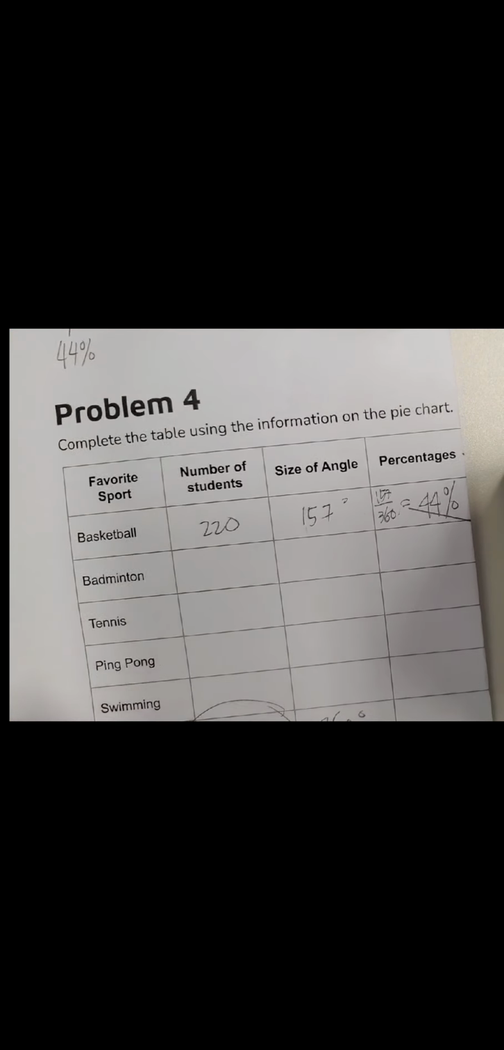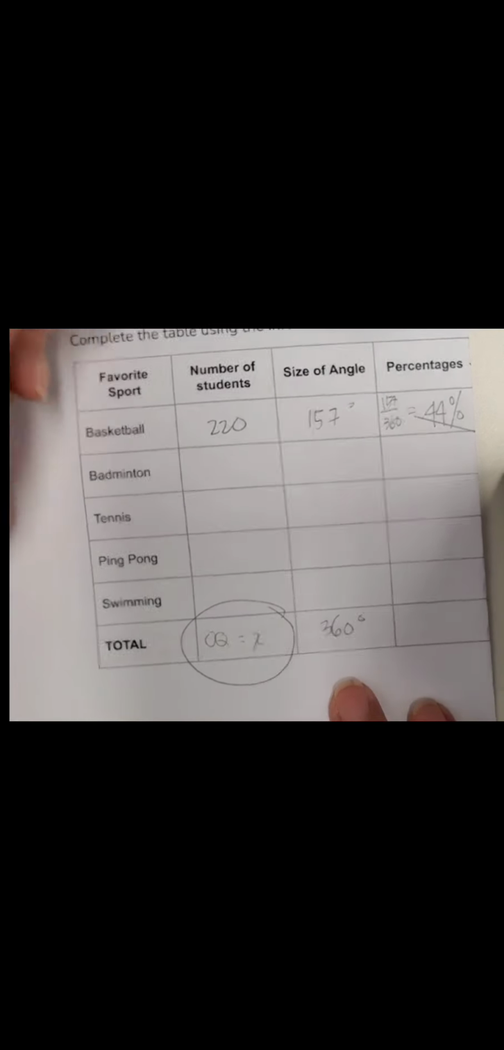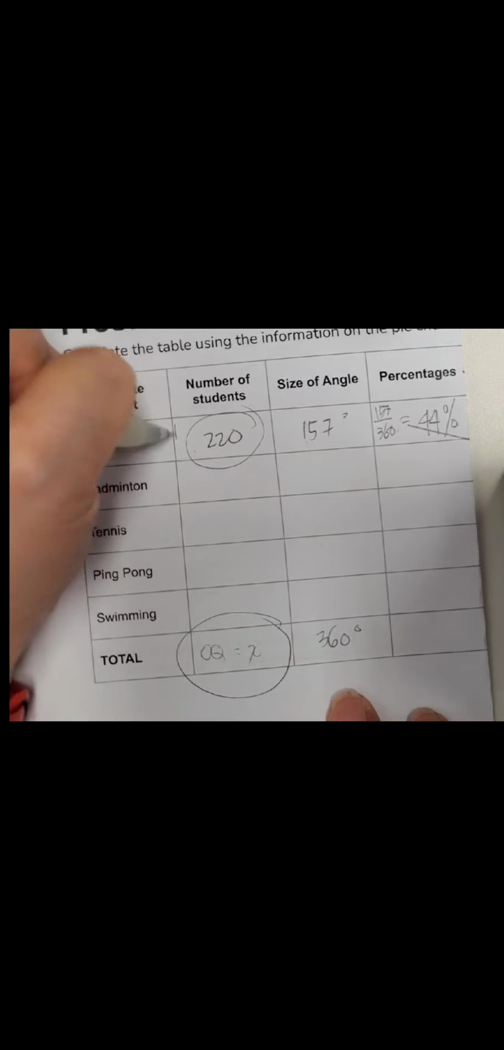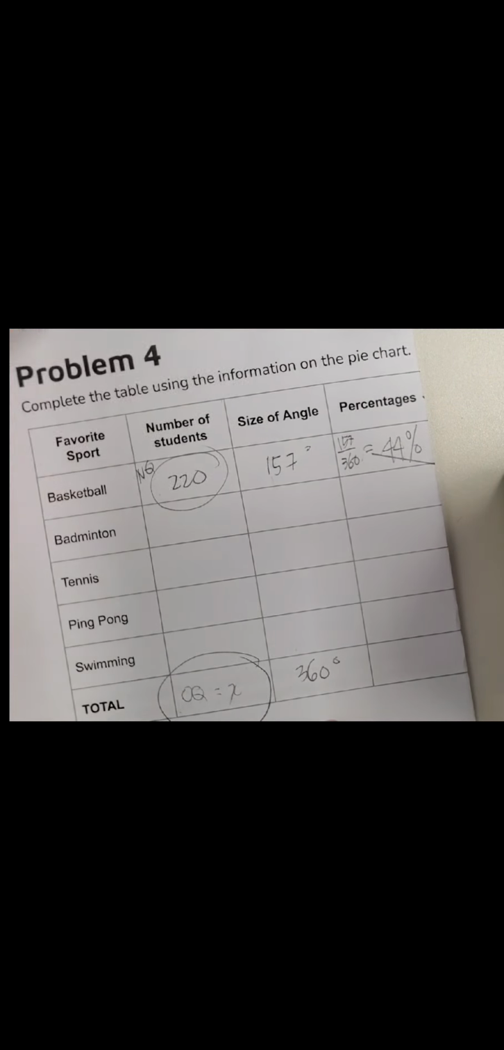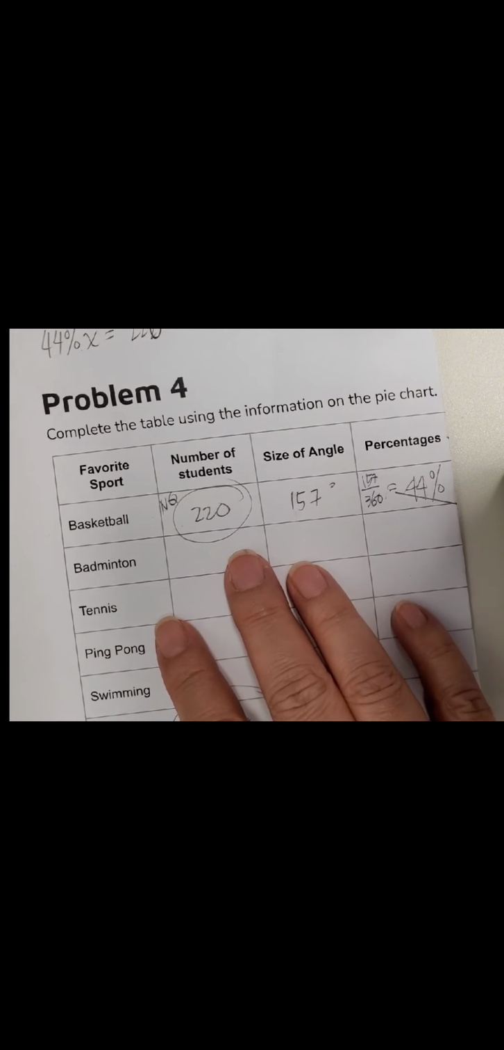So if we look here, do we have the percentage? Yes, 44%. Do we have the original quantity? No, we don't know what it is, so give it an X. Do we know the new quantity? Yes, this is the new quantity, 220. And then you calculate it using basic algebra.